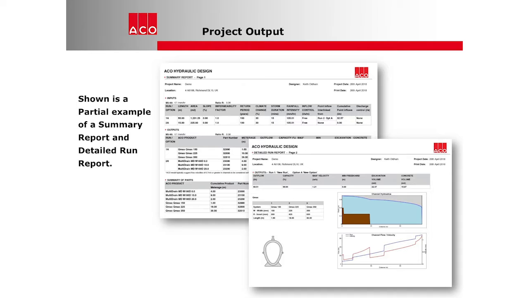You also have your detailed run report. So this is for one specific run. It's usually about 2 pages long. It gives you a cross-section of the channel that you've chosen, but it also gives you some visuals on any optimization, the hydraulics, how full the channel will be, and the flow and the velocity based on what you have input.